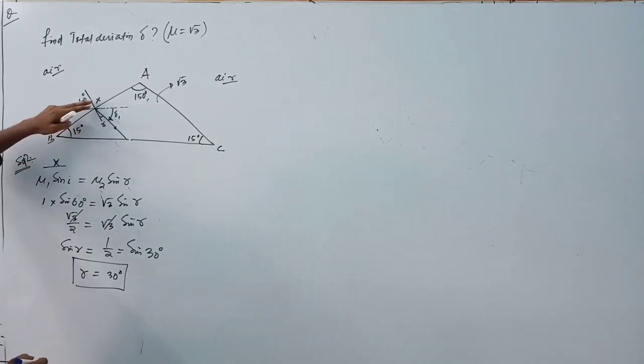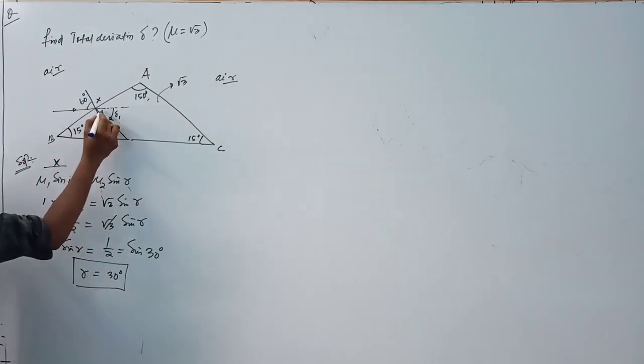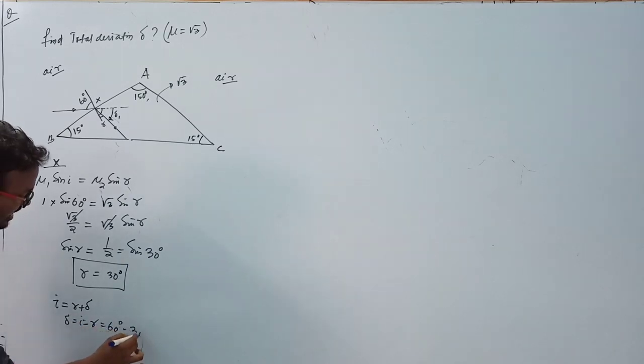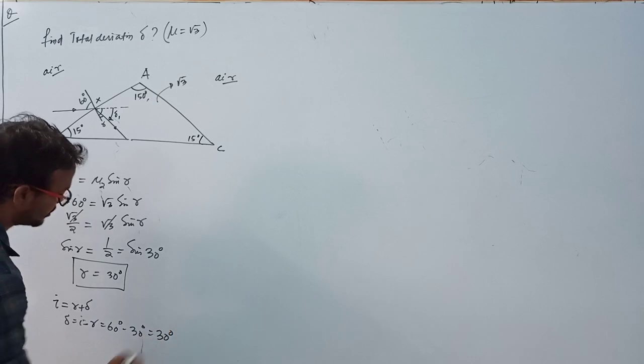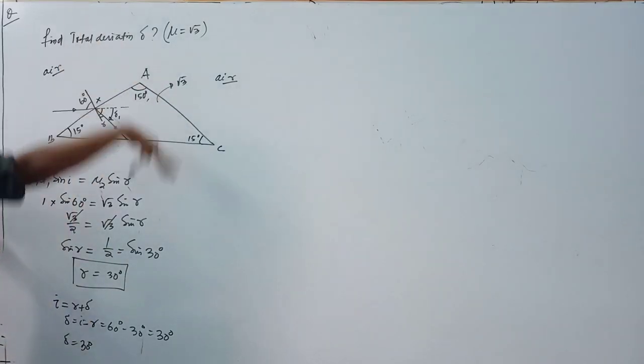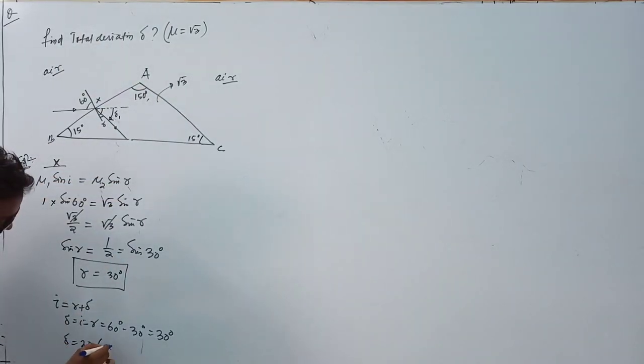If this angle is 30, we already know this total angle is equal to this, vertically opposite angle. So we can calculate here, angle of incidence equals r plus delta, and delta equals i minus r, and i is 60 degree minus 30 degree, which is equal to 30 degree. So angle of deviation delta is 30 degree in clockwise. This is clockwise direction. Clear? Or we can write CW, clockwise direction.